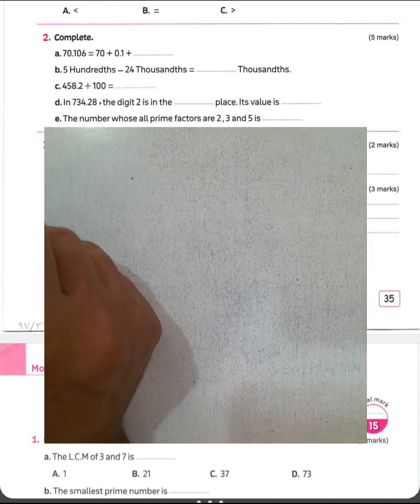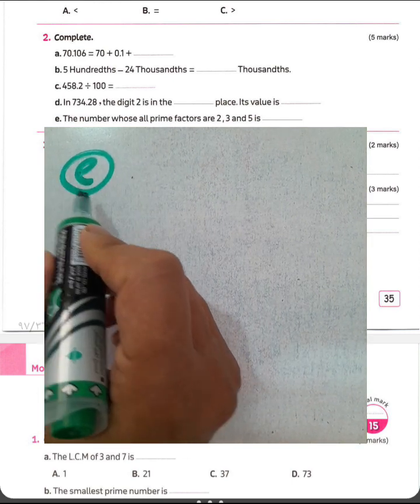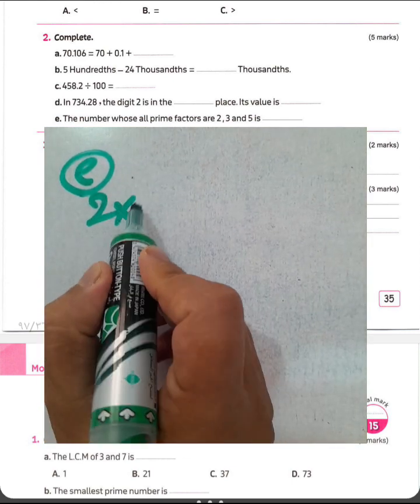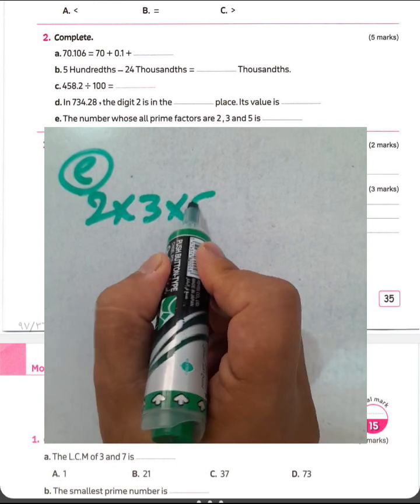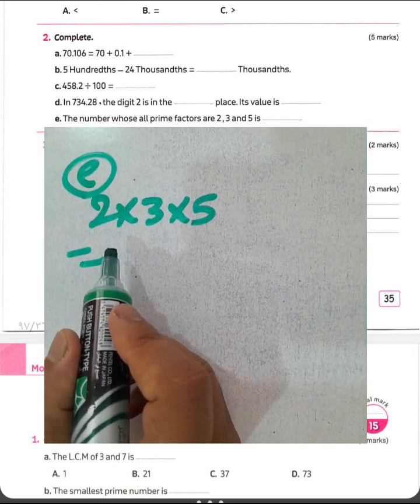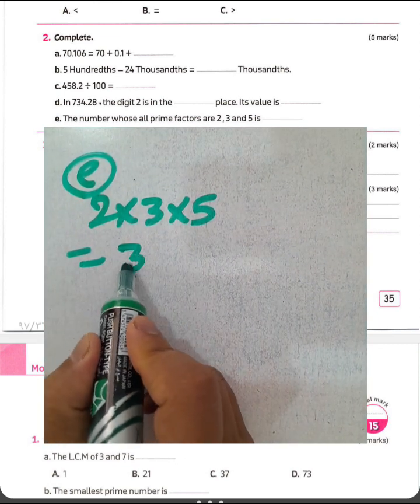Question letter E: the number whose prime factors are 2, 3, 5. You can find the number by multiplying all prime factors. To find the number for letter E, multiply all prime factors: 2 times 3 times 5. 2 times 3 equals 6. 6 times 5 equals 30.